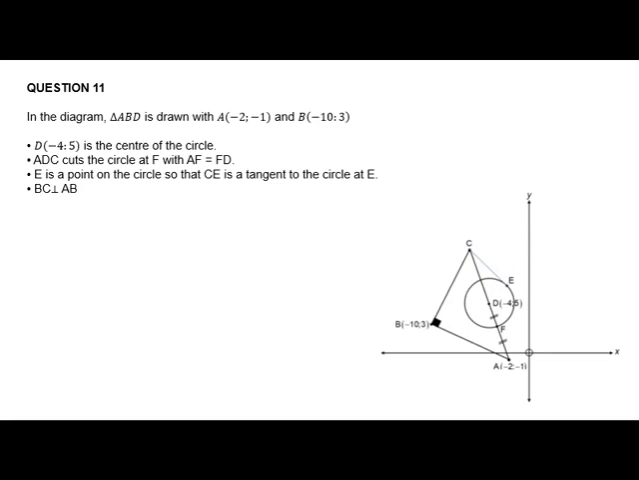E is a point on the circle, so that CE is a tangent to the circle at E. A tangent to the circle will always be perpendicular to the radius. The radius there will be DE. Therefore, DE will be perpendicular to EC. Then you're given that BC is perpendicular to AB. I don't know if we need that for now. Let's go to A.